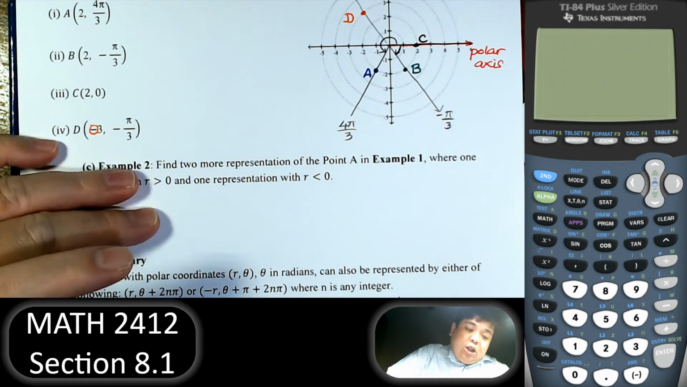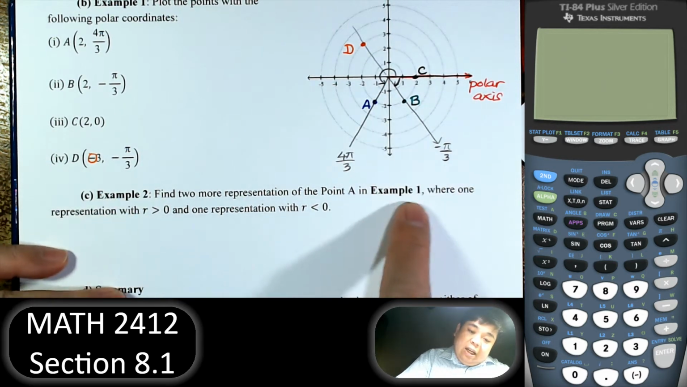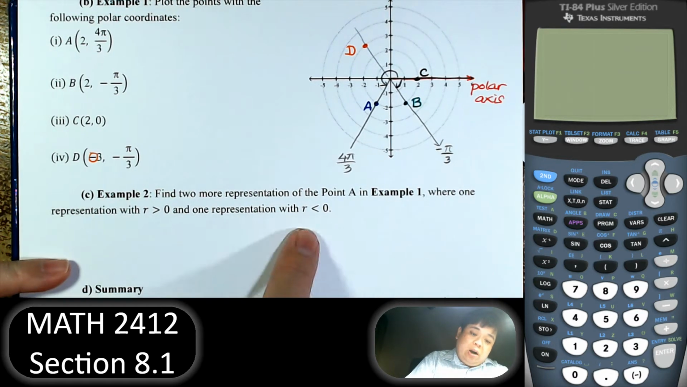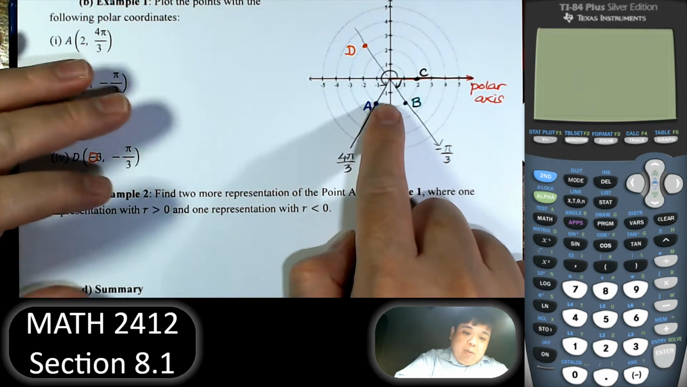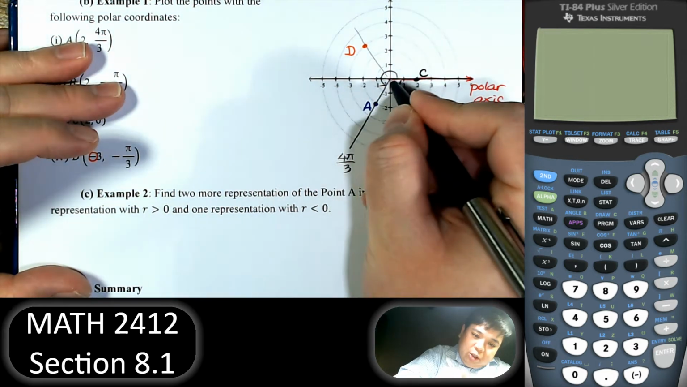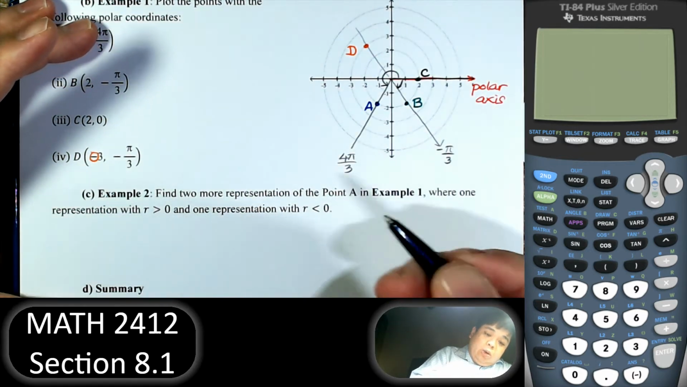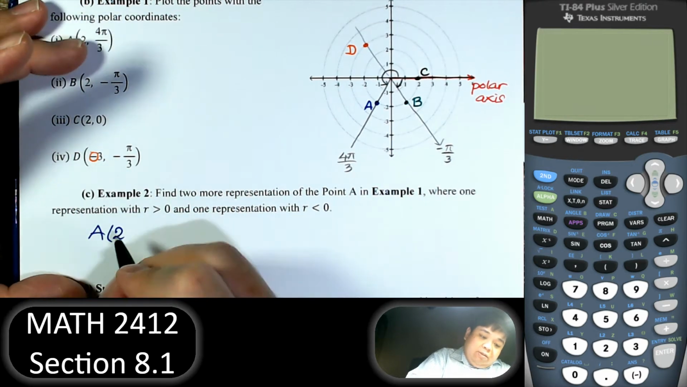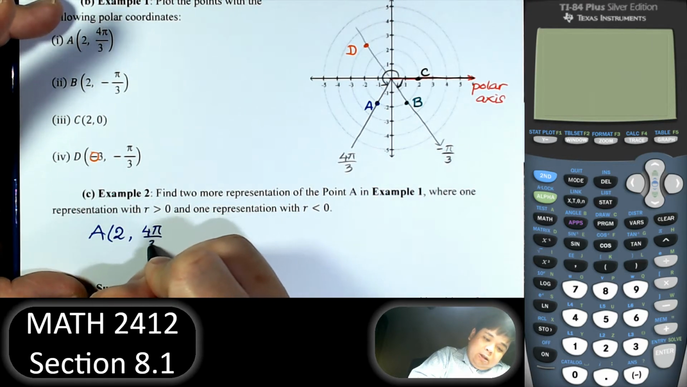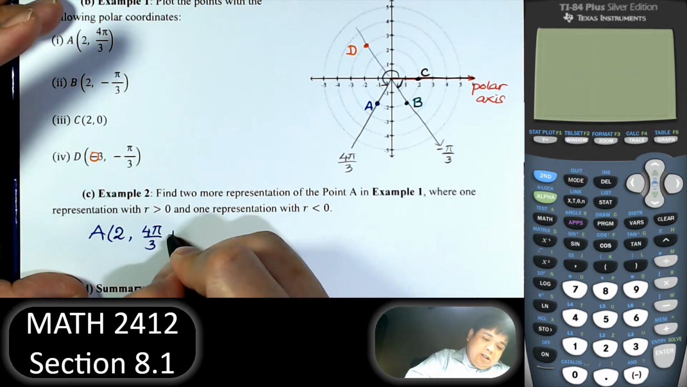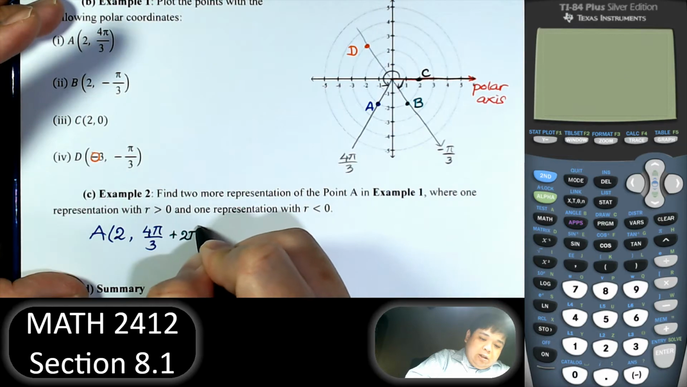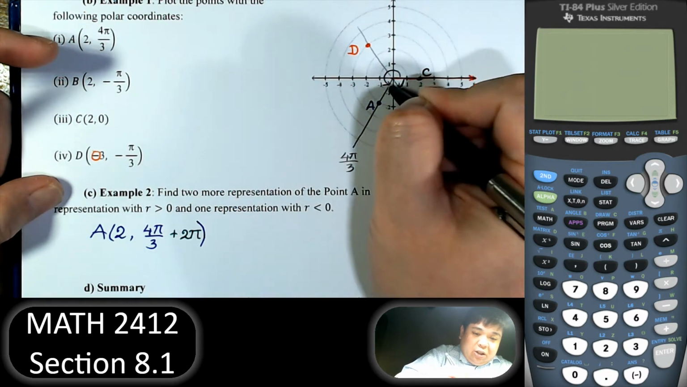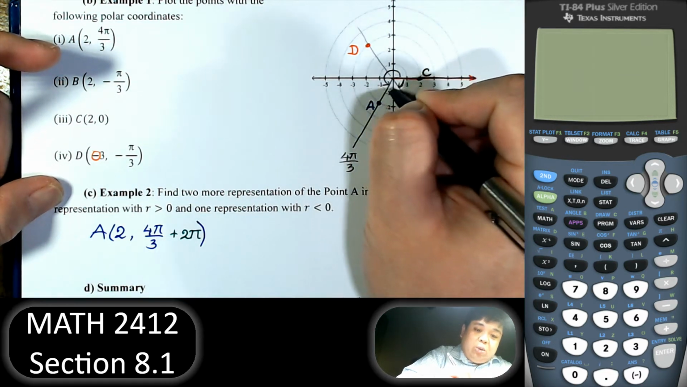Next, find two more representations of point A in the example 1, where in one representation r is positive, and in one representation r is negative. So we have point A here, with angle 4 pi over 3. For a representation of point A, if we keep r to be positive 2 and add 2 pi to the angle, we'll get back to the same ray. So if we go an extra revolution, we will stay at the same ray.